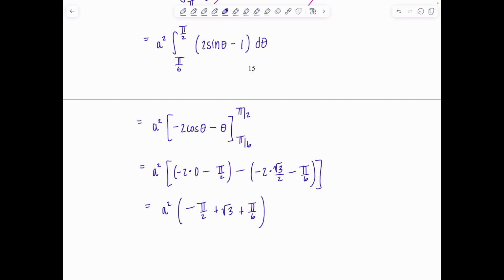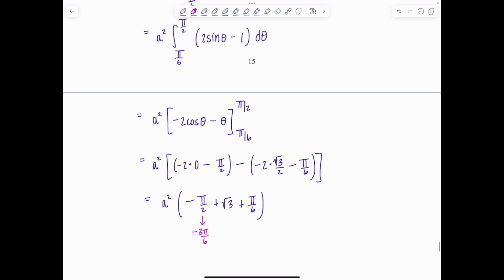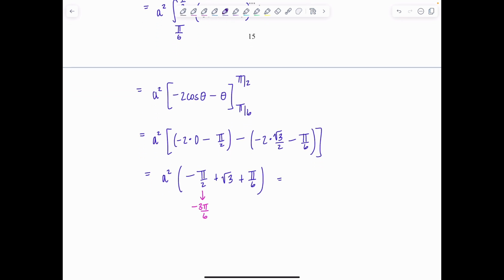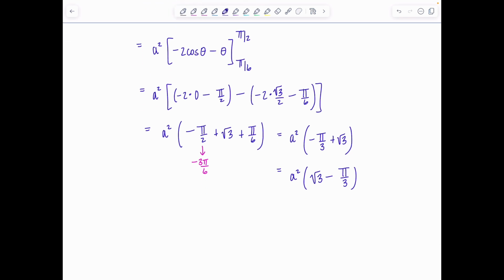Okay, negative pi over 2 is, where did that go? I think I hit undo by accident. This is negative 3 pi over 6 plus pi over 6 would give me negative 2 pi over 6. So a squared times negative 2 pi over 6 is negative pi over 3 plus rad 3. That looks ugly. A squared times rad 3 minus pi over 3. And then what happened? Some of them, I think they got a common denominator. Yeah, I think this is fine. Stop here if you wish.